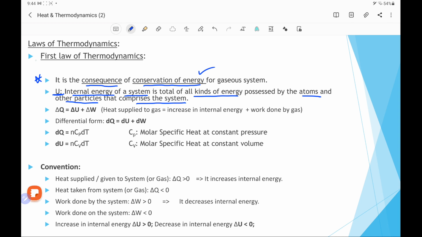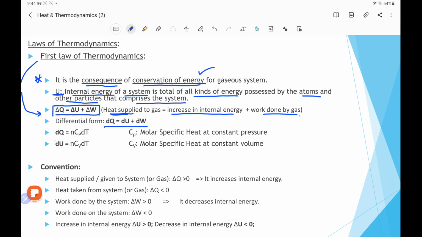And the first law of thermodynamics in equation form can be written as delta Q equal to delta U plus delta W, where delta Q is the heat supplied to the gas, delta U is the increase in the internal energy, and delta W is the work done by the gas. In differential form, we can write dQ equal to dU plus dW.